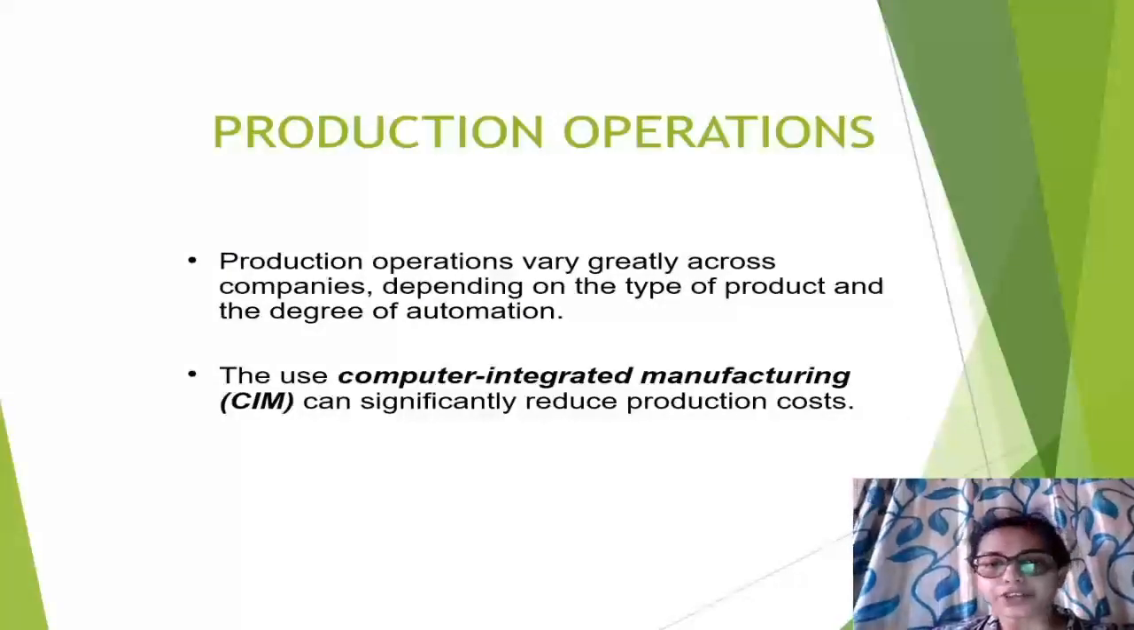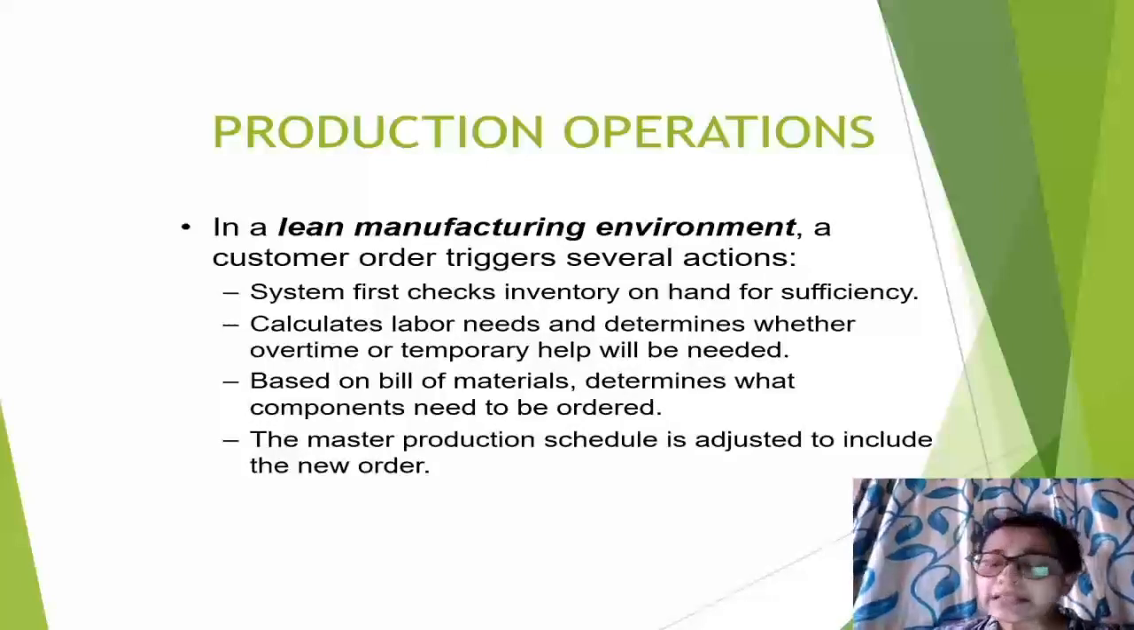Production operation. Production operations vary greatly across companies, depending on the type of product and the degree of automation. It totally depends upon the manufacturing company. The system first checks whether the inventory on hand is sufficient. First we need to check that we have sufficient inventory to make that product on time. So that is about the production operation.